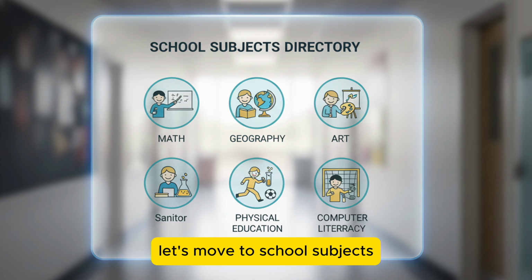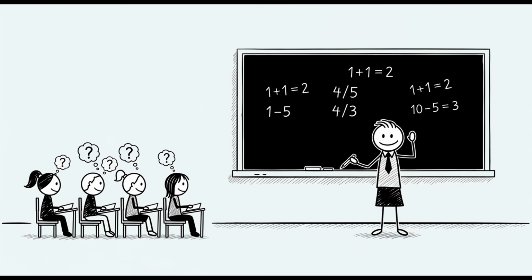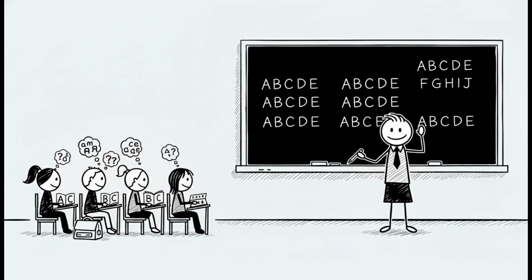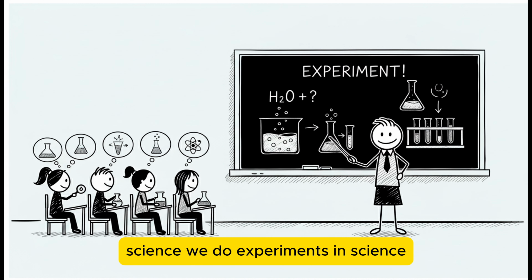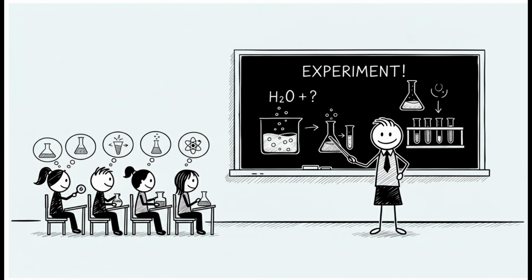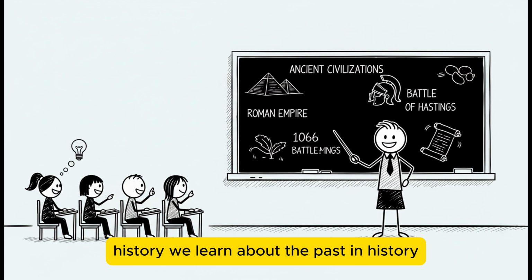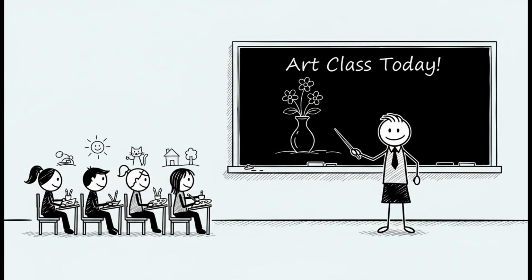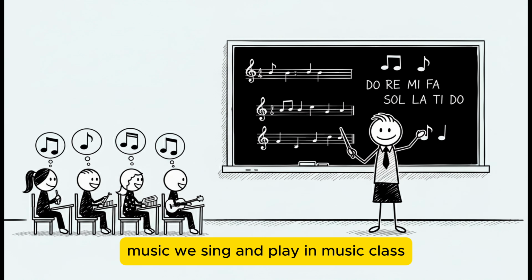Let's move to school subjects. At school, we learn many subjects. Let's say them together. Math. We learn numbers in math. English. We read and write in English. Science. We do experiments in science. History. We learn about the past in history. Art. We draw pictures in art. Music. We sing and play in music class.